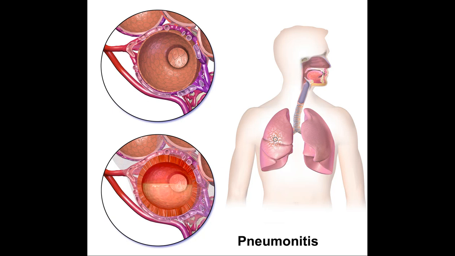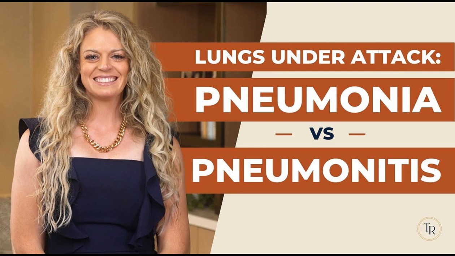Pneumonia and pneumonitis are two respiratory conditions that affect the lungs but are caused by different factors and present with varying symptoms. Pneumonia is typically an infection caused by bacteria, viruses, or fungi, leading to symptoms such as a persistent cough, fever, chills, and difficulty breathing. Pneumonitis, on the other hand, signifies inflammation of the lung tissue, often caused by irritants or allergic reactions, which may result in a cough, shortness of breath, and chest discomfort without the infectious component.